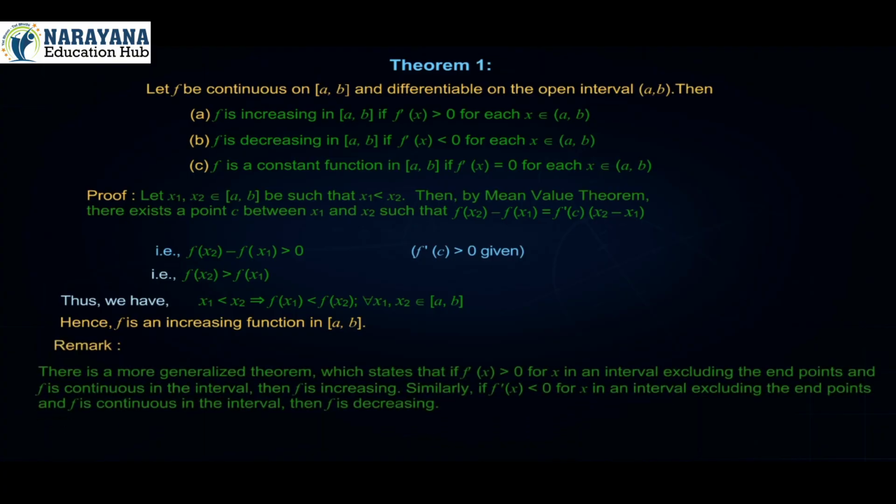Remark: there is a more generalized theorem which states that if f dash of x is greater than 0 for x in an interval, excluding the endpoints, and f is continuous in the interval, then f is increasing. Similarly, if f dash of x is less than 0 for x in an interval, excluding the endpoints, and f is continuous in the interval, then f is decreasing.